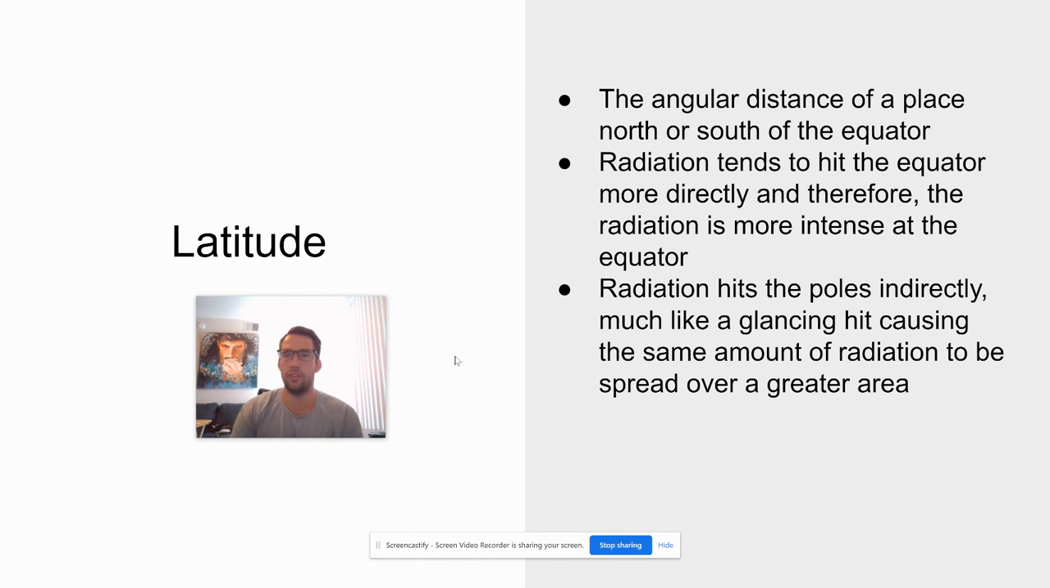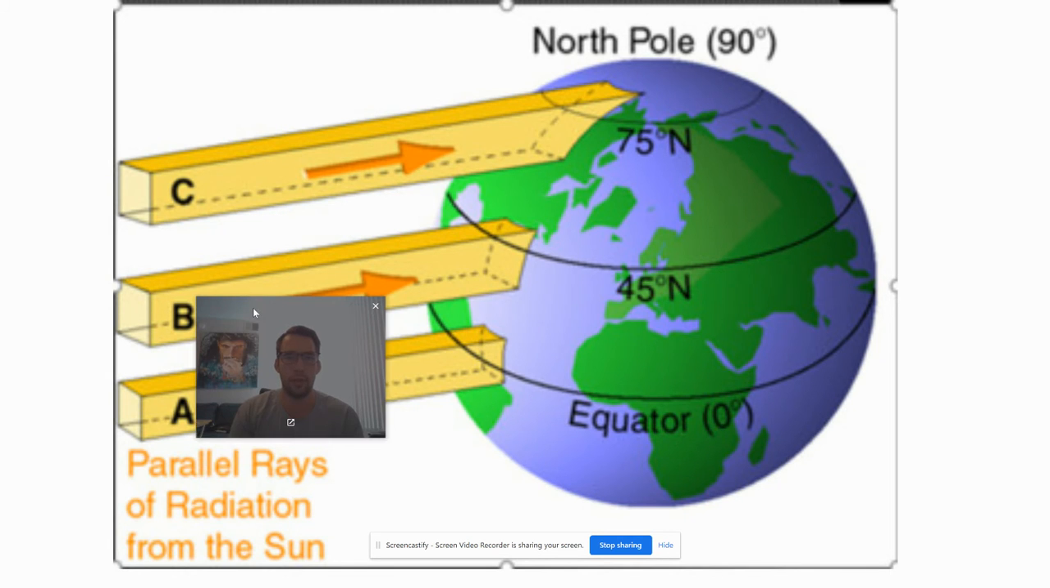Radiation tends to hit the equator more directly, and therefore the radiation is more intense at the equator. Radiation that hits the poles is indirect, kind of like a glancing blow. It's going to hit at an angle, and it's going to cover a greater area for the same amount of radiation. We can see that visually here.